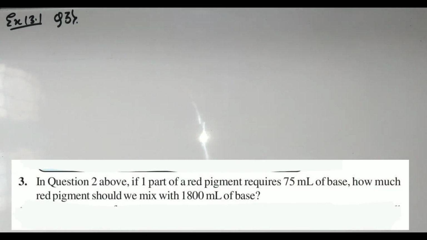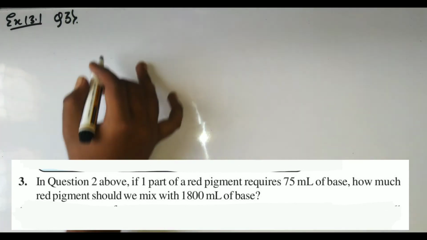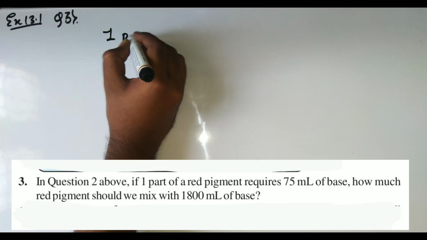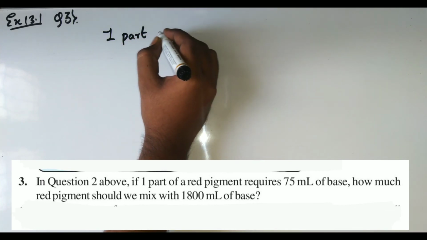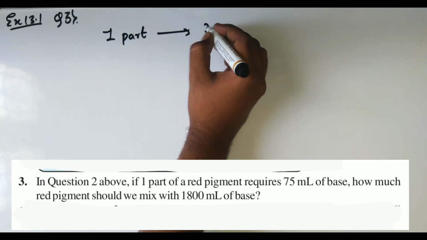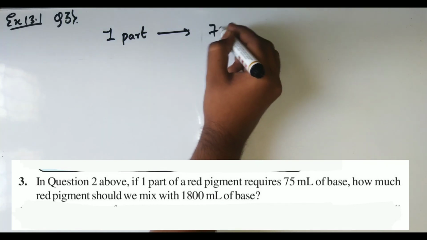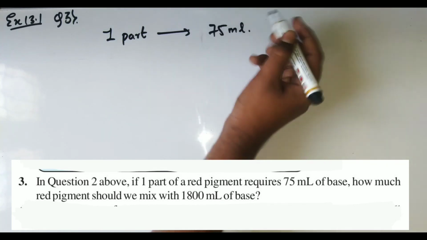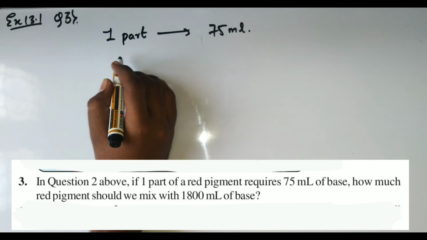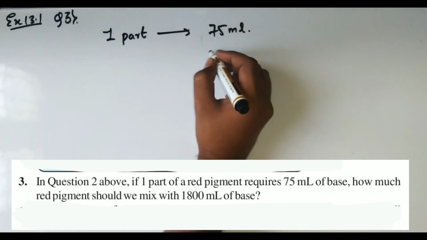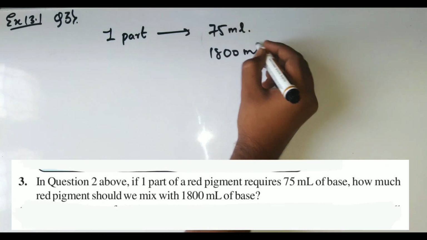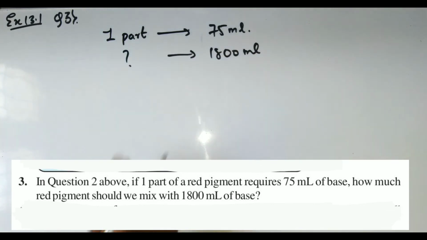So moving on to the third part of the question. It says that if one part of red pigment requires 75 ml, how much red pigment should we mix with 1800 ml? So how many parts you have to find out?